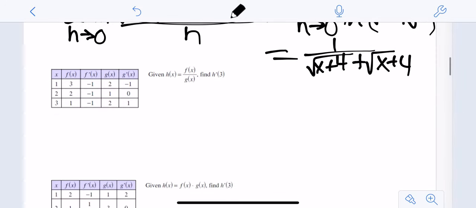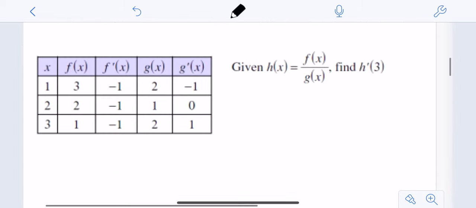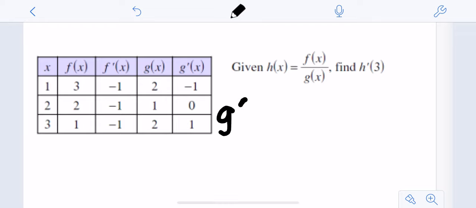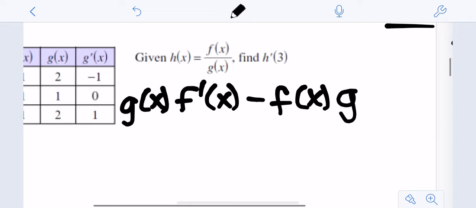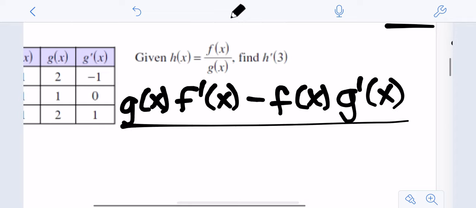So we're going to start with a couple from the table to make sure we know the rules. And then from there, we'll move to using actual functions. So when I look at this first one, I see it's h of f over g. F over g is a quotient, and so I'm going to use quotient rule. So this is going to be low d high minus high d low, square the bottom, and away we go.